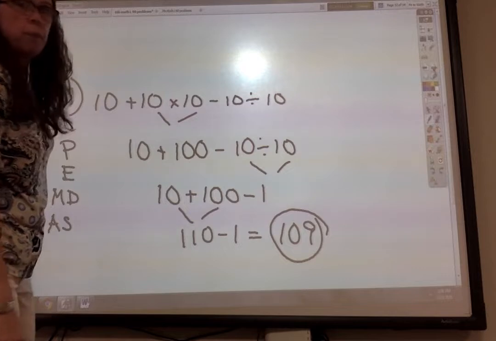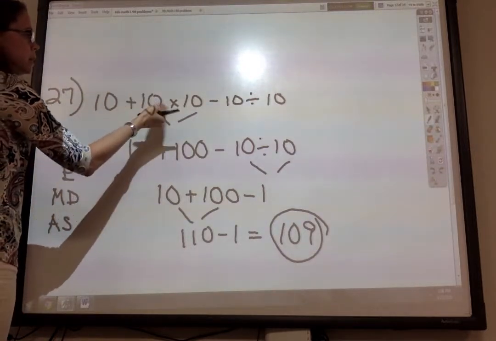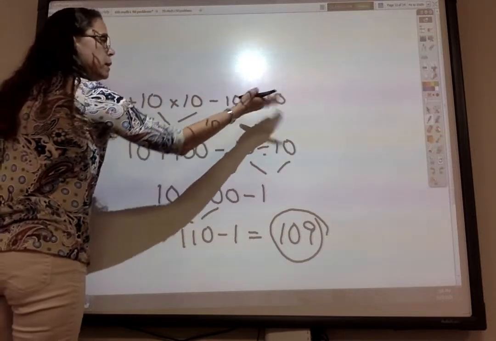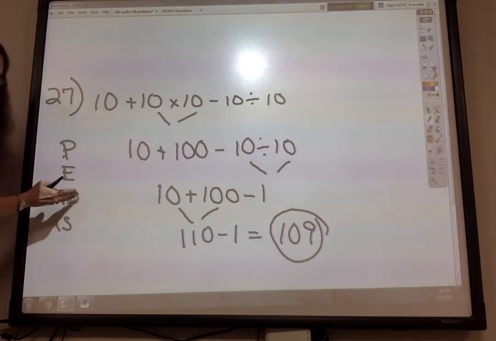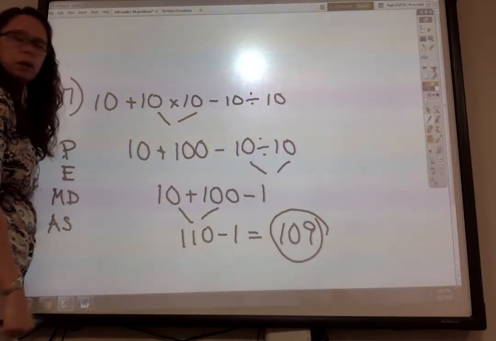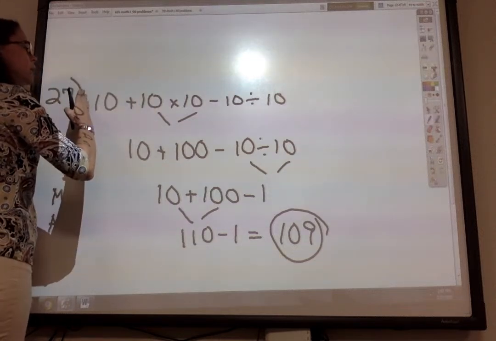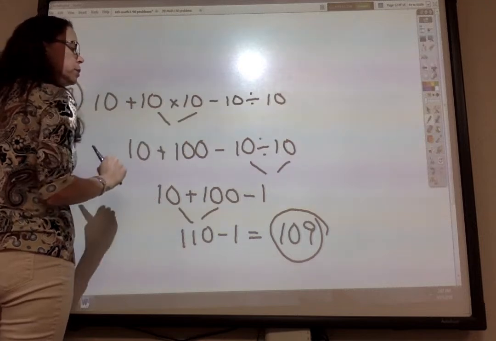Okay, this is an order of operations problem. We started out with 10 plus 10 times 10 minus 10 divided by 10. Okay, remember, PEMDAS, parentheses, exponents, multiplication and division in order from left to right, addition and subtraction in order from left to right. I don't have any parentheses, I don't have any exponents, so I need to take care of multiplication and division from left to right. Well, I start at the left, as I move right, the first thing I hit is this multiplication, so I'm going to take care of it first.